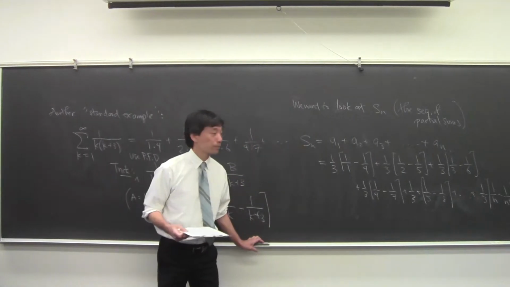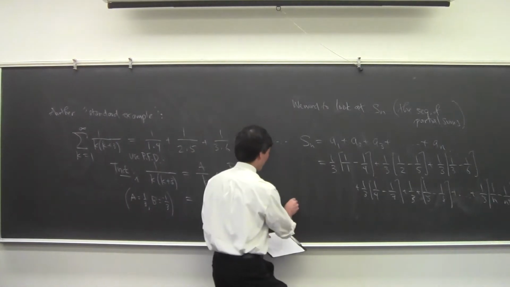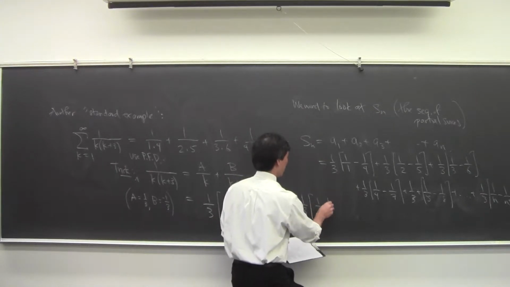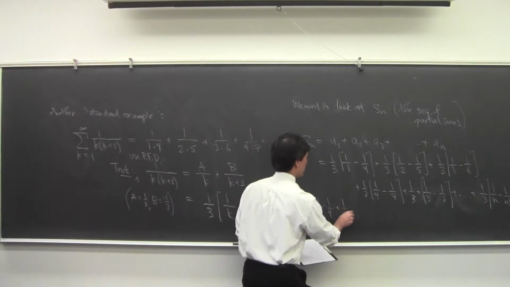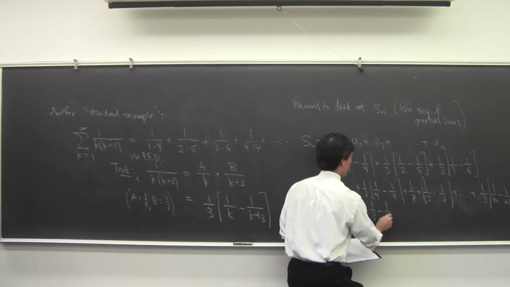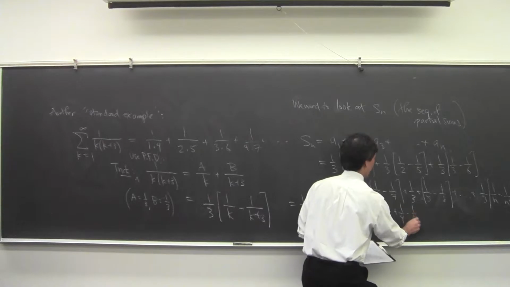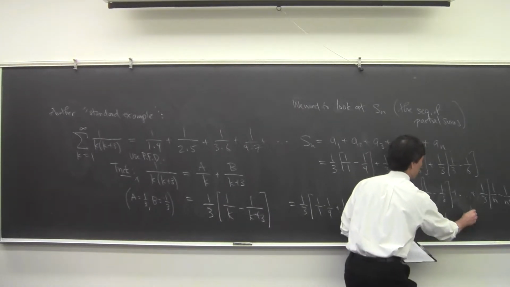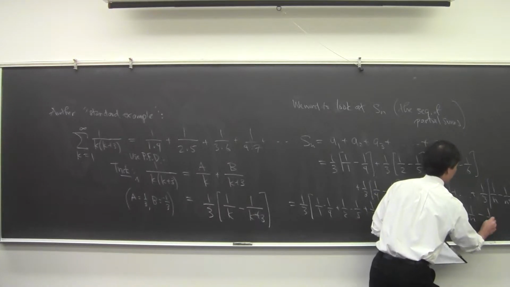Let me write this up a little more plainly. 1/3 of 1 over 1 minus 1 over 4 plus 1 over 2 minus 1 over 5 plus 1 over 3 minus 1 over 6 plus 1 over 4 minus 1 over 7 plus 1 over 5 minus 1 over 8, and so on, plus 1 over n minus 1 over n plus 3.